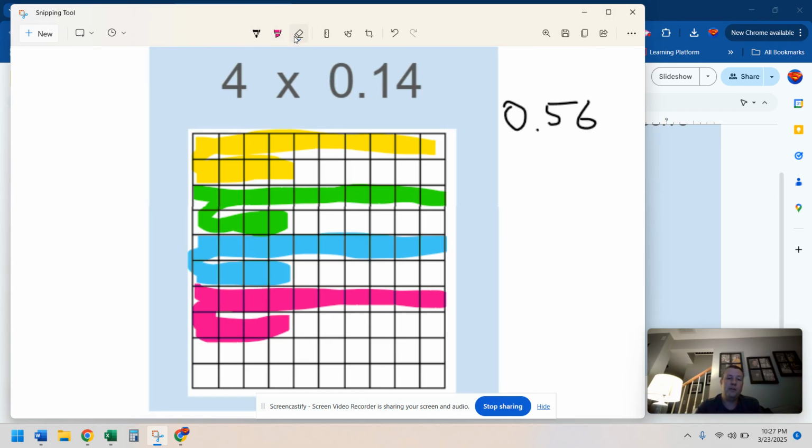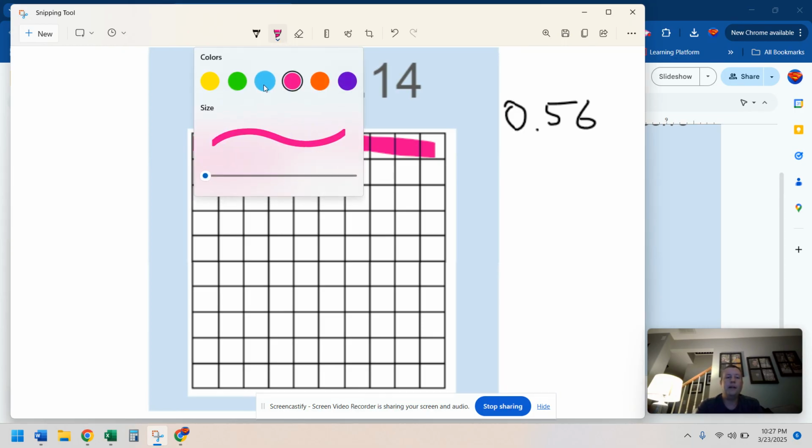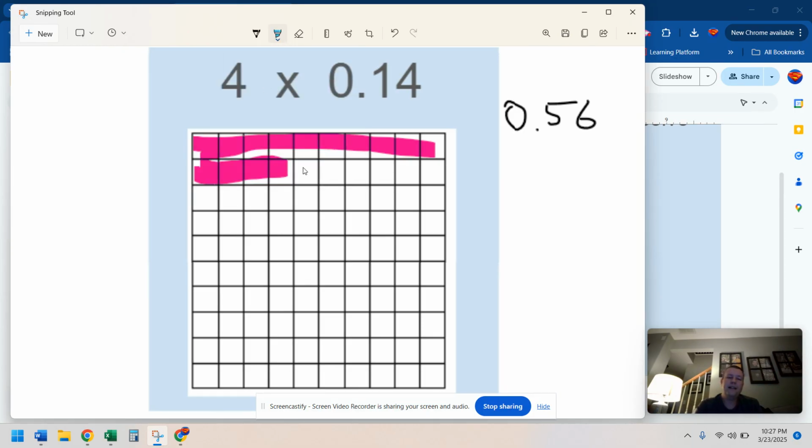Now the other way of doing it, let me erase these off, is a little bit harder to draw, but it's easier to figure out the answer. So when I do this, here's my first group of 14 hundredths. Now when I do the next one, instead of starting on the next line, I'm just going to keep adding to it. So now I need another 14. So here's 6, and another 4 is 10, and 4 more makes 14. So there's 14 blue. Now I'm going to do 14 green.